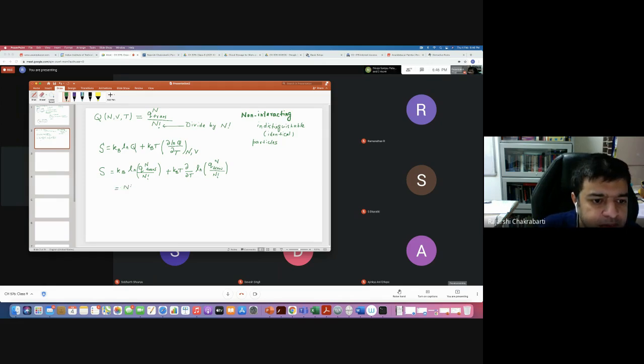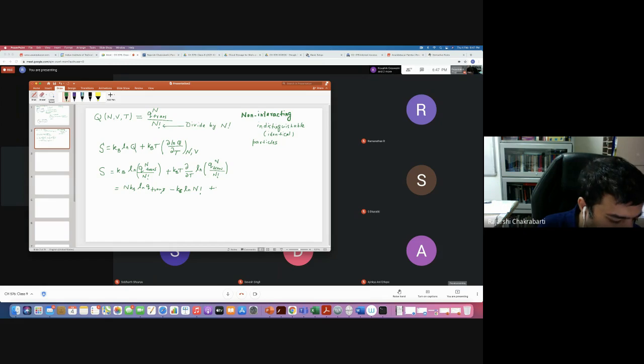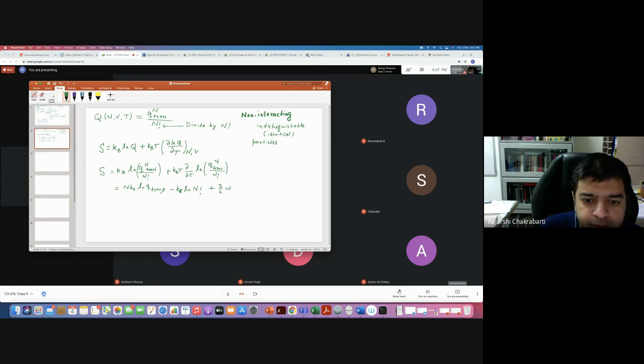This is N kB ln q trans, plus, actually it is minus kB ln N factorial. You understand this, no? If I write like this, plus this is going to be, you can tell me what this is going to be? 3 by 2 N kB. And now I can use Stirling's approximation.